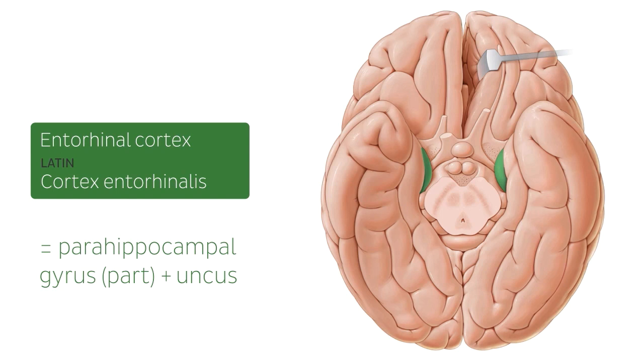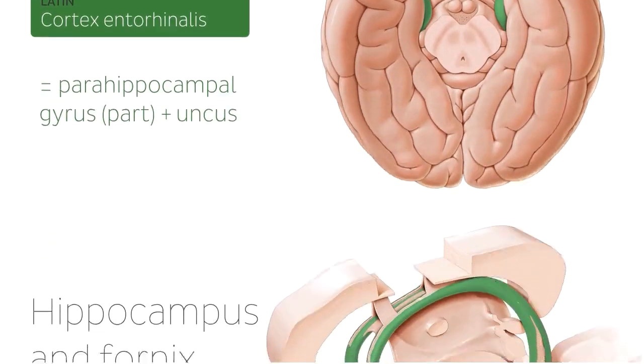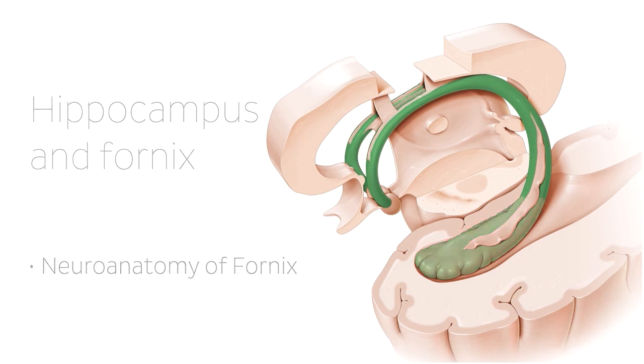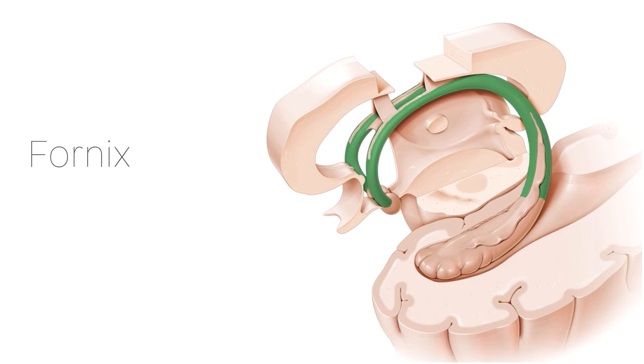The entorhinal cortex also plays a role in the circuit of Papez, which we'll discuss further towards the end of the tutorial. Now that we've finished talking about the neuroanatomy of the hippocampal cortex, let's move on to the fornix. As you can see in this image, the fornix is a bilateral structure consisting of bundles of nerve fibers that travel from the posterior portion of the hippocampus all the way to the mammillary bodies. And you can see me tracing this route, from the posterior portion of the hippocampus all the way to the mammillary bodies, which are just here.